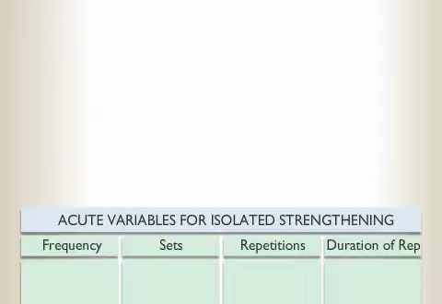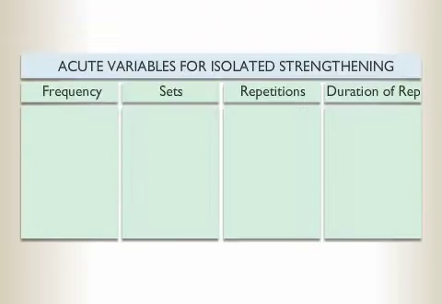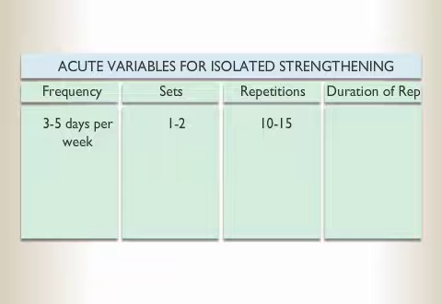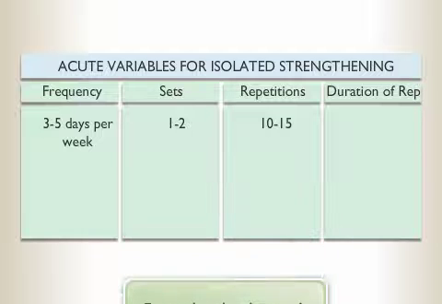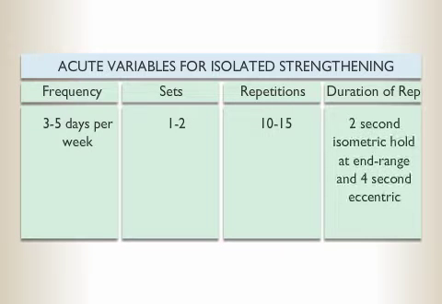Depending on the intensity and volume of the exercises used, isolated strengthening exercises can be performed 3 to 5 days per week, completing up to 2 sets of 10 to 15 repetitions per exercise. Focus should be placed more on the isometric and eccentric components of the repetition rather than the concentric portion of the repetition. The tempo is a 2-second isometric hold at the end range of motion, or when the muscle is in a shortened position, followed by a 4-second eccentric contraction back to the start position.